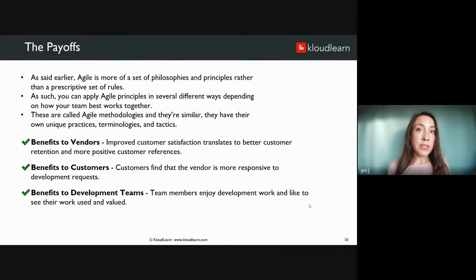What are the payoffs of adopting an Agile framework? As said earlier, Agile is more of a set of philosophies and principles rather than a prescriptive set of rules. As such, you can apply Agile principles in several different ways, depending on how your team best works together. These are called Agile Methodologies, and they're similar. They have their own unique practices, terminologies, and tactics.